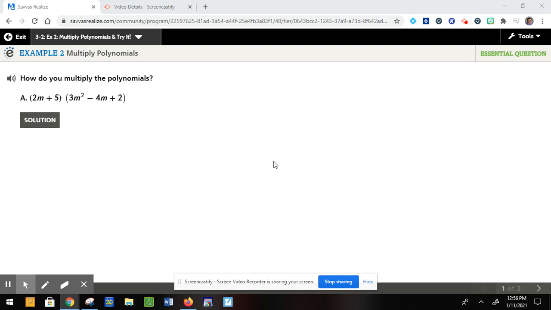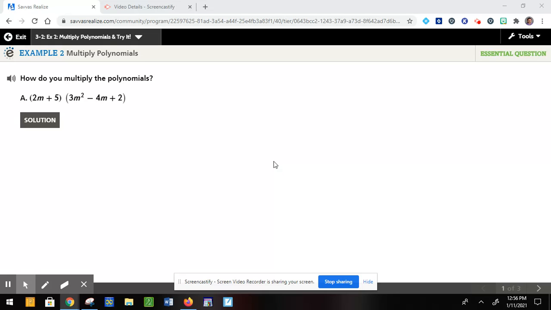So how do you multiply polynomials? Kind of works the way you think it would, right? When you are multiplying a binomial with a binomial, we have a whole thing called FOILing. But really, it's just multiplying each term by each term.